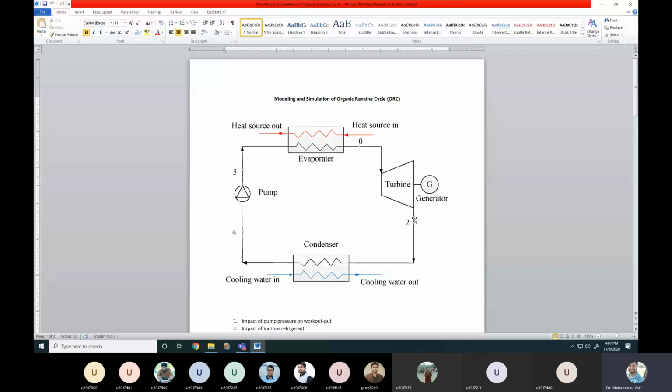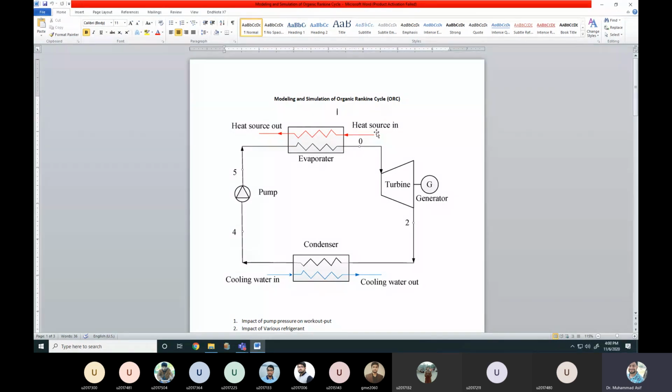Then here we use a condenser. The condenser is this one. What is happening in the condenser? The vapor is again converted into liquid refrigerant. That means we need cooling water in and cooling water out. So here again the liquid refrigerant is produced, and that liquid refrigerant, with the help of a pump, is sent back to the evaporator. In this way, we can continuously produce power in the turbine.